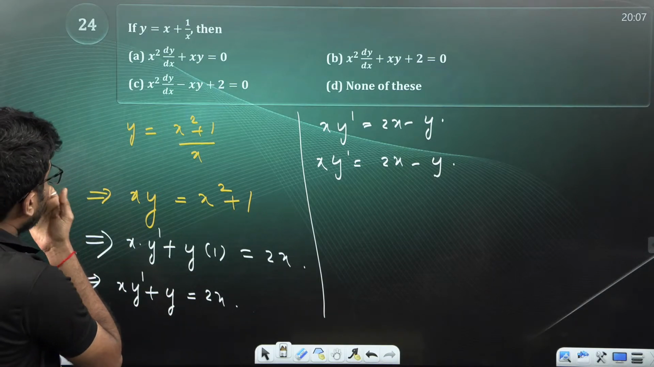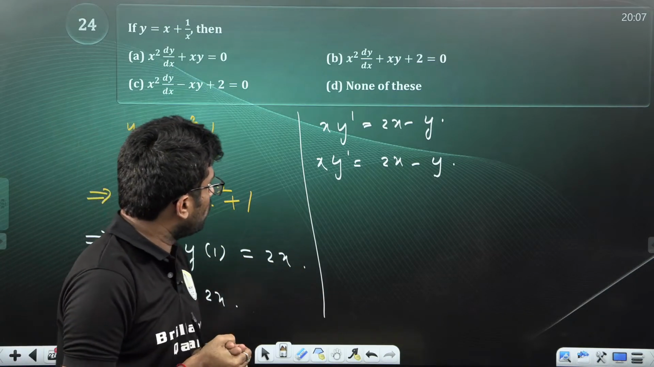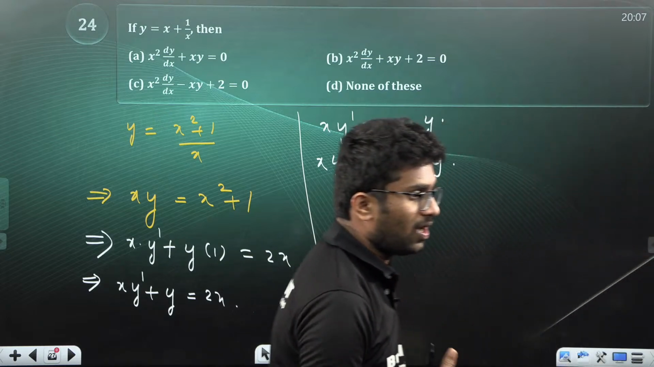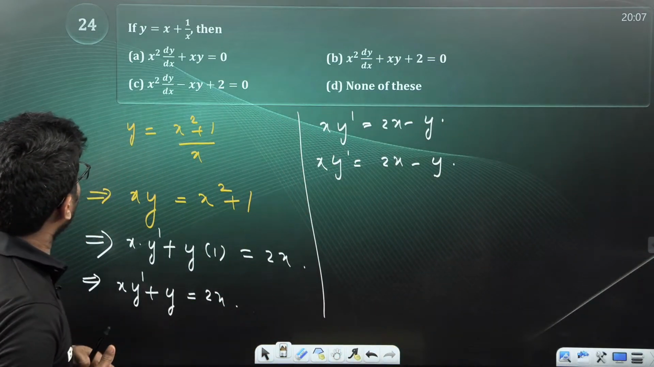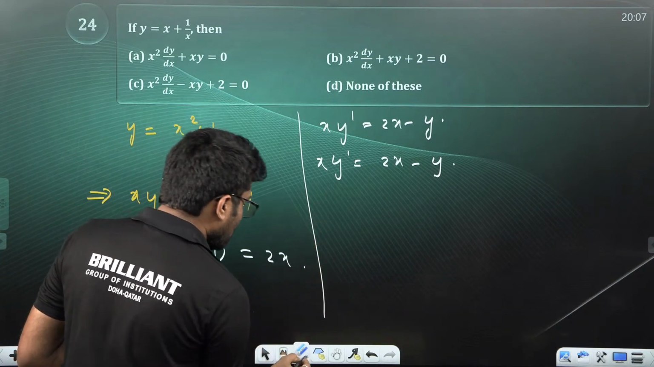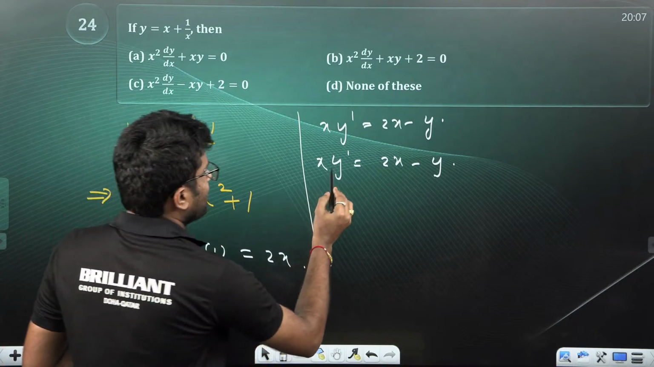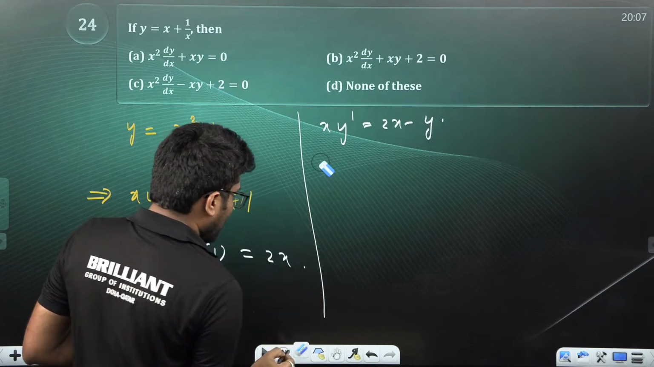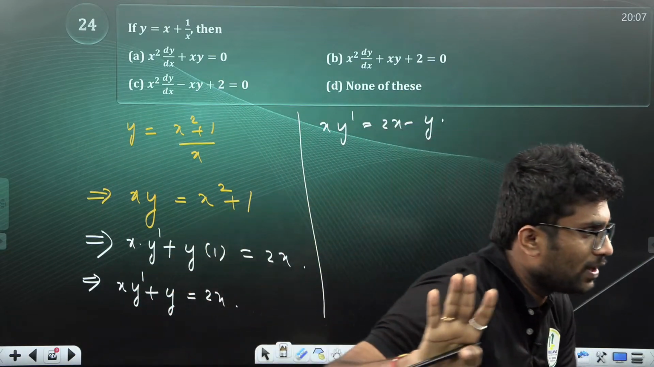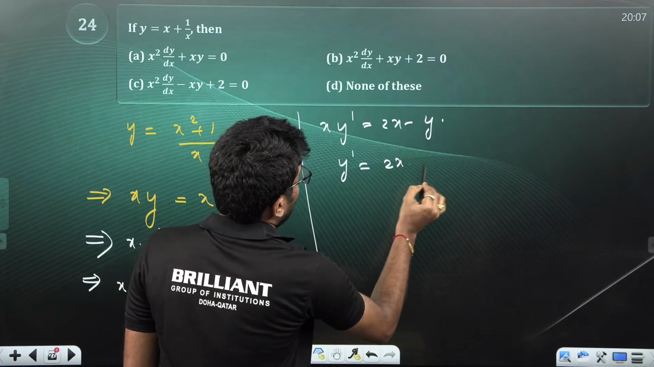We need dy by dx. We need x also. But what can we do? Option A, sir. How? Rashmika said option C. How? See, now once you can do this, see something like this. Sometimes we are not sure that it will be in that particular option itself. We do one thing, friend. We got y dash is equals to 2x minus y by x.